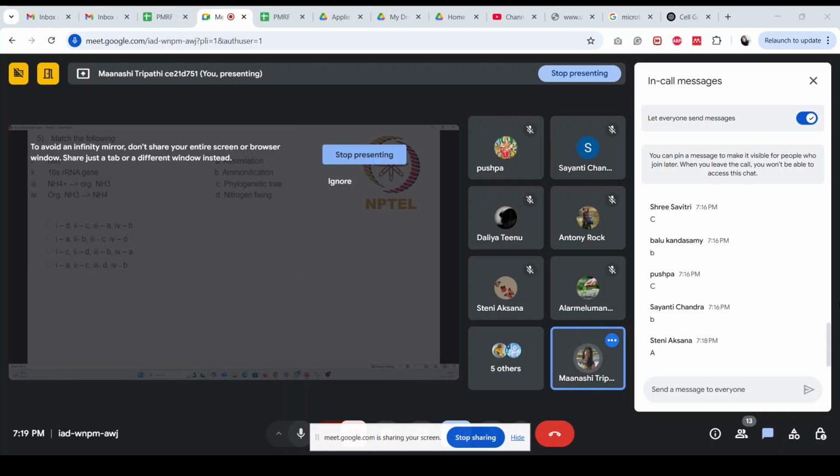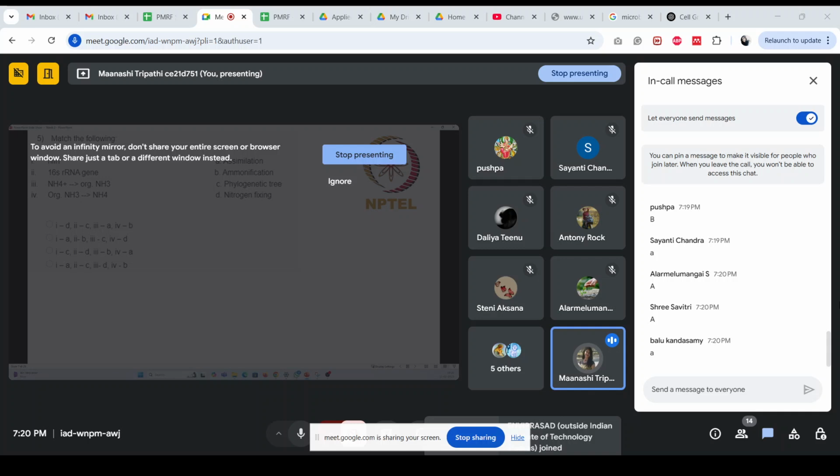Moving towards the next question. Please try to solve this question. You have to just match the following. NIFH, 16S rRNA gene, and there is one conversion of ammonium to organic ammonia, and the second is organic ammonia to ammonium ion. This ammonium, NH4 plus, is in dissolved form. Please keep that in mind, just an extra piece of information.